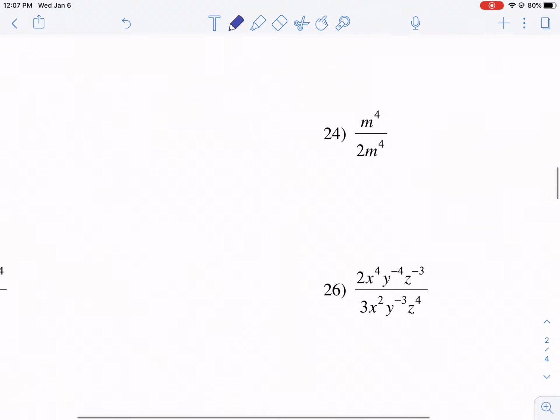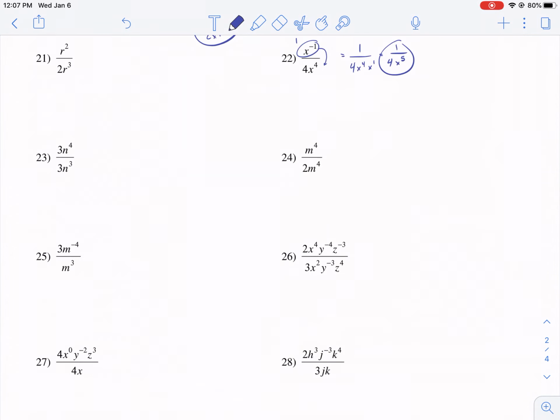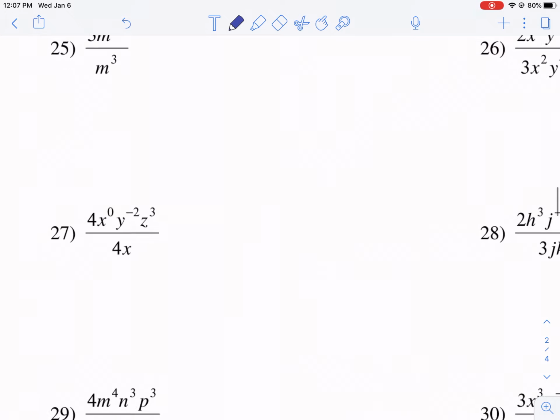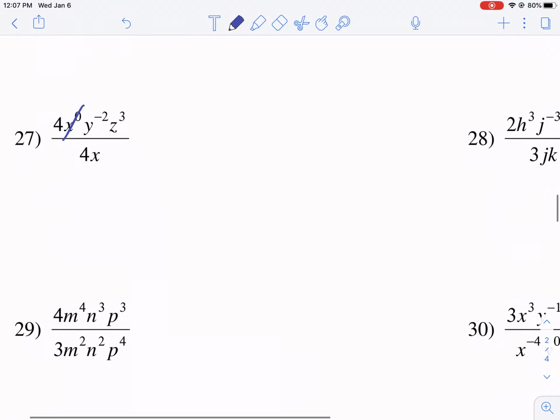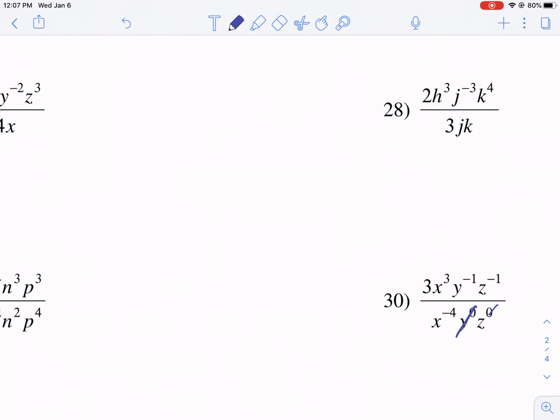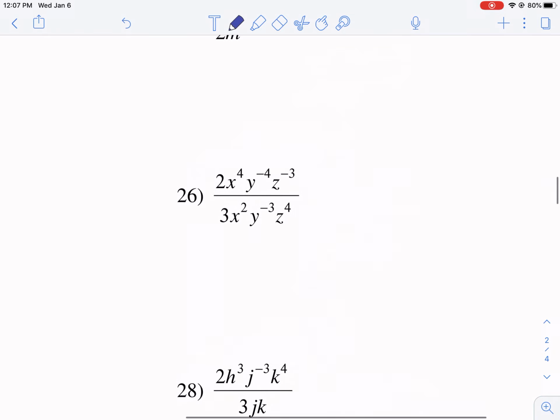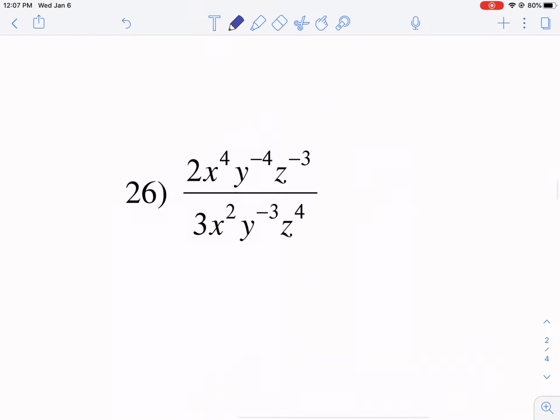Let's go to a really tough one. Maybe this would be a good one to end on. I don't want to spend too much of my time just chirping at you. Real quick advice on maybe this one. Just cross off x to the 0, y to the 0, z to the 0 for those ones because they just turn into ones. Okay, but for number 26, we're going to do this one.